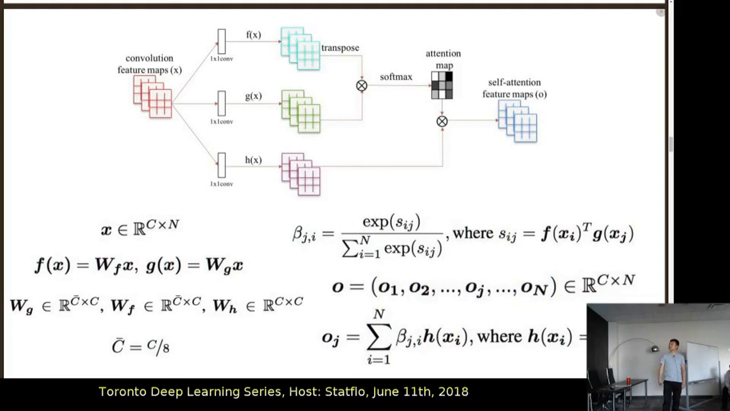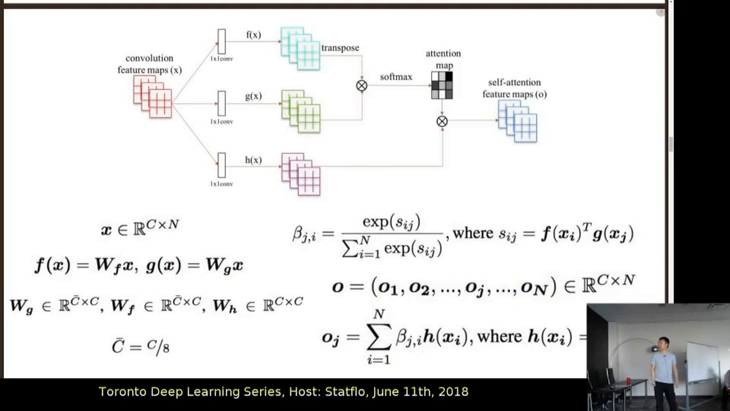But that second multiplication is not an element-wise multiplication, right? Because the dimensions are different. F is C by C, G is C by C. And when F and G are combined, the output is C by C. Right. The attention map is C by C, and H is C by N, so multiplied together it makes the output C by N.